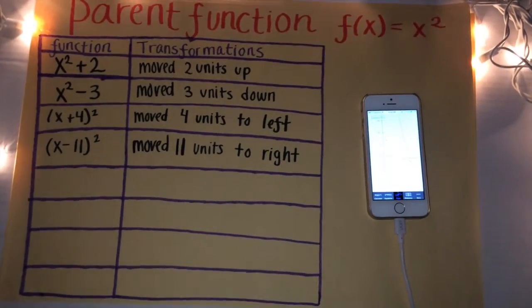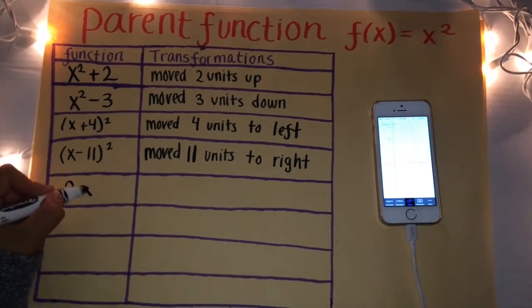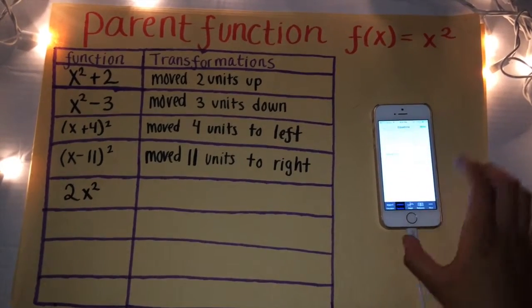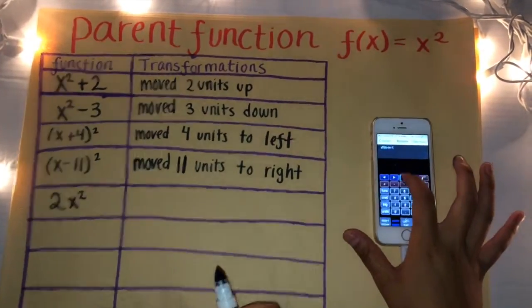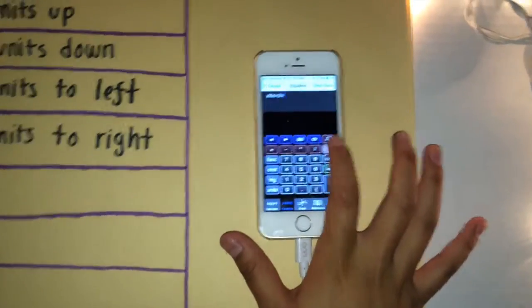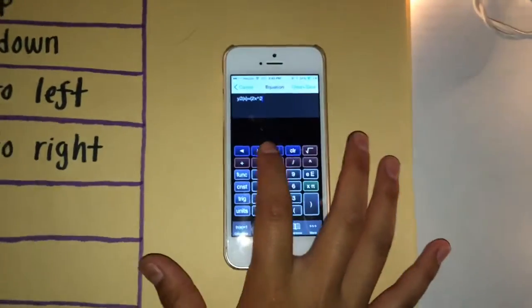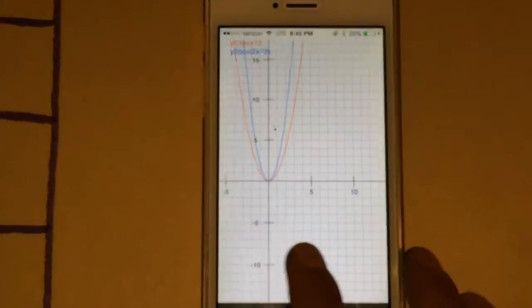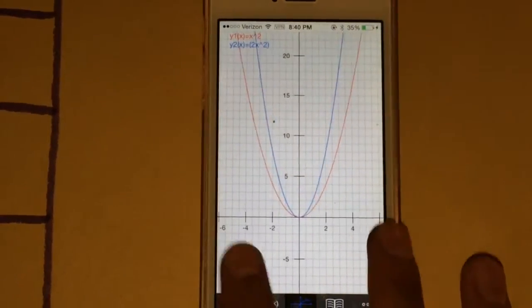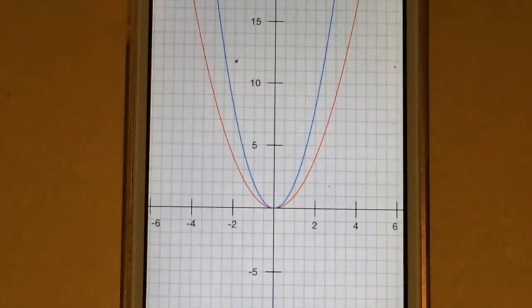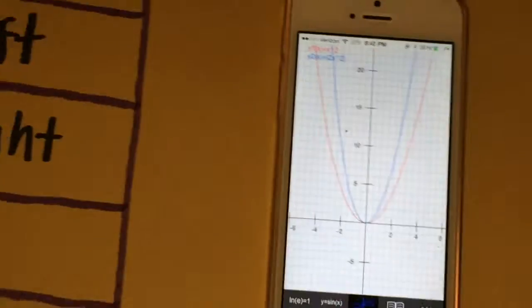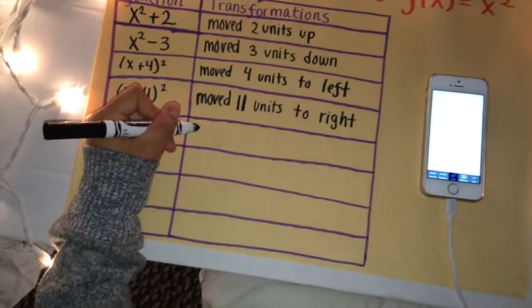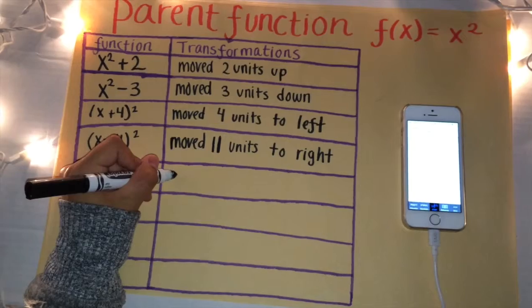Our next function is 2x squared. Now we're going to multiply x squared by 2. This time the blue line is vertically stretched by a factor of 2. This means that the multiplication of x squared times 2 made the parent function stretch vertically by a factor of 2.